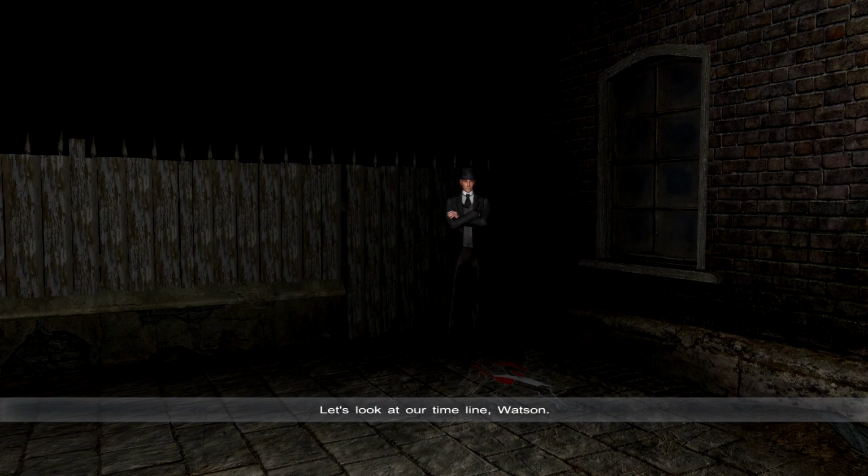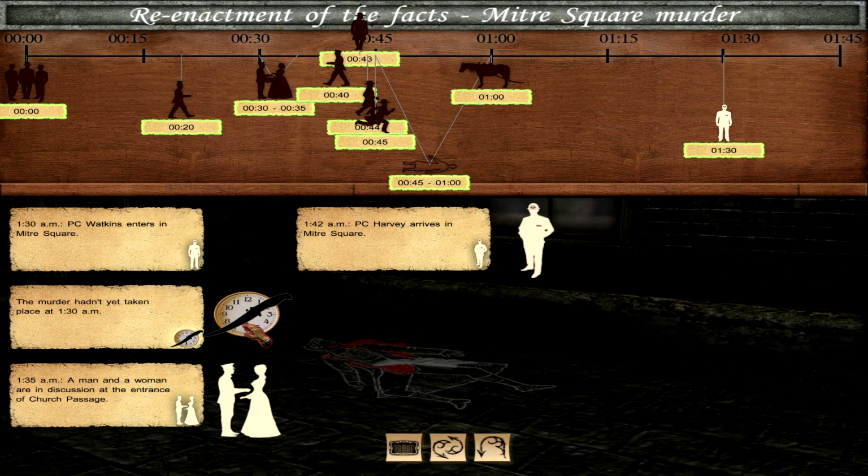Let's look at our timeline, Watson. The lantern thing seems fucking pointless. It feels like they just added some padding. The murder hadn't taken place at 1:30.